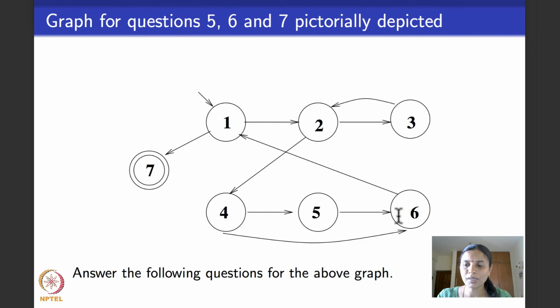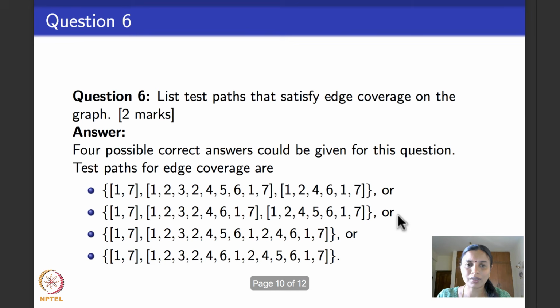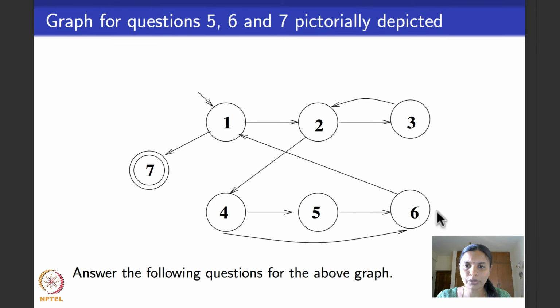So the 4 options basically exploit this. So you have to do 1, 7 separately. And what are these 4 options? They let you traverse from 4 to 6, either using the 2 edges 4 to 5, 5 to 6, or using this single edge 4 to 6.